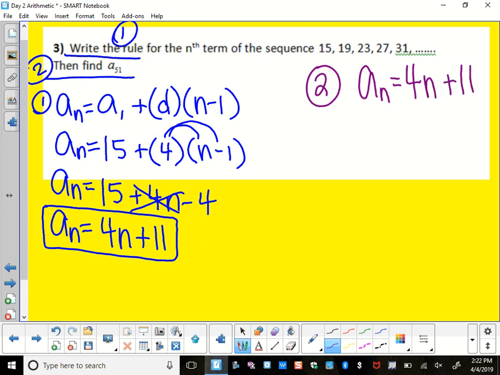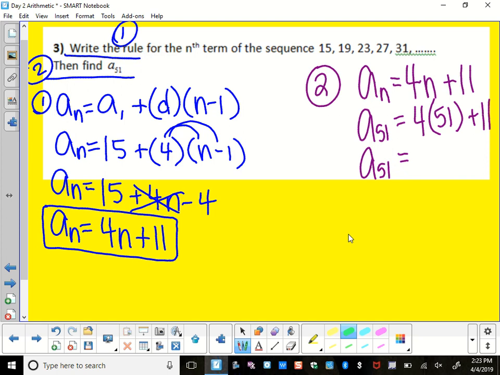Which term do I need? I need our 51st term. That's what they asked me to find. So type this into your calculator. And what do you get? Someone double check, Jeffrey. I'm sure your math is correct. 4 times 51 plus 11. 215. So he was correct. 215.